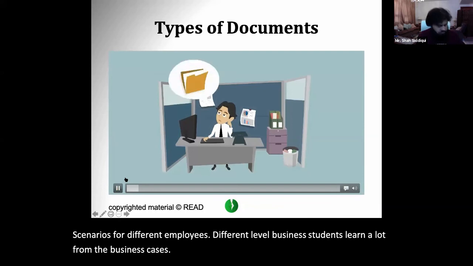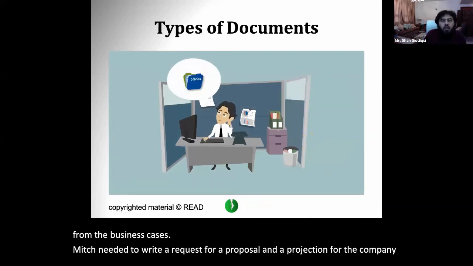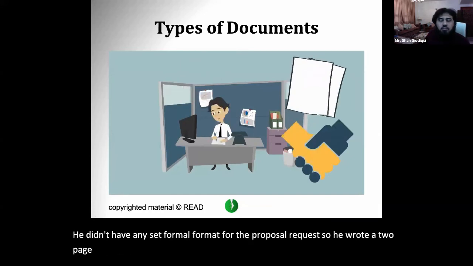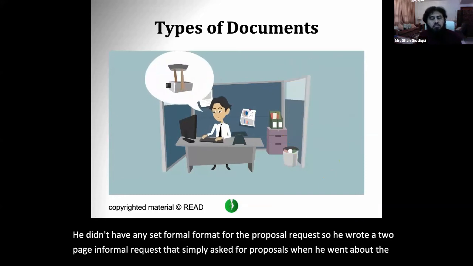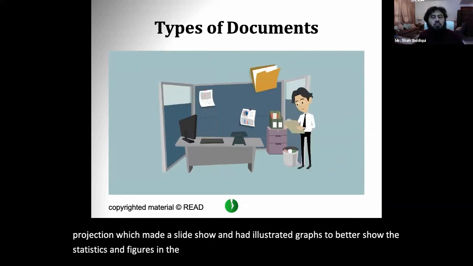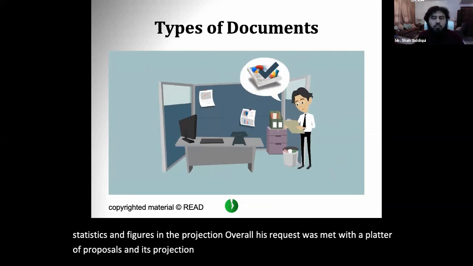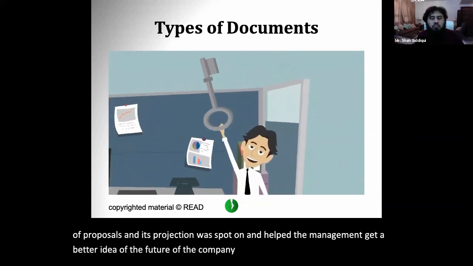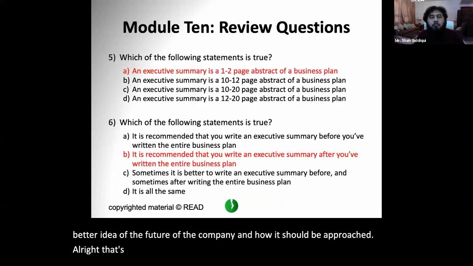Mitch needed to write a request for a proposal and a projection for the company. He didn't have any set formal format for the proposal request, so he wrote a 2-page informal request that simply asked for proposals. When he went about the projection, Mitch made a slideshow and had illustrated graphs to better show the statistics and figures in the projection. Overall, his request was met with a plethora of proposals, and his projection was spot on and helped the management get a better idea of the future of the company and how it should be approached. All right, that's the purpose of projections.